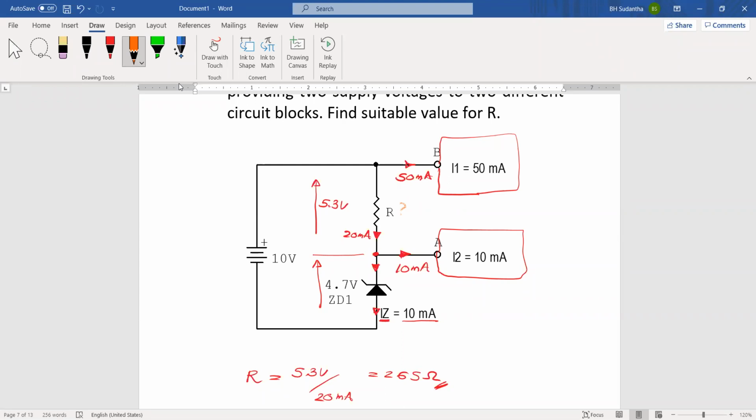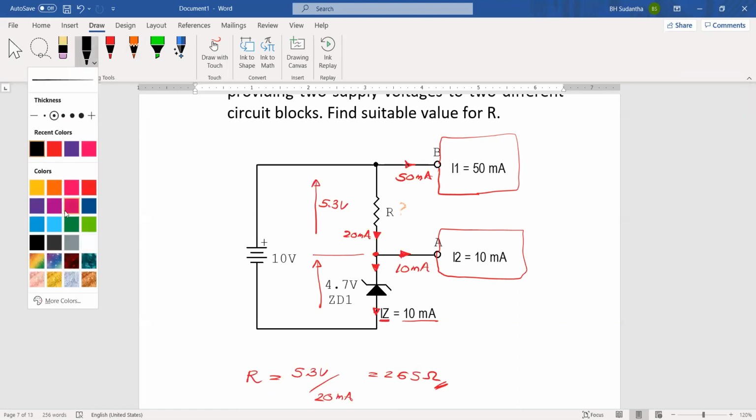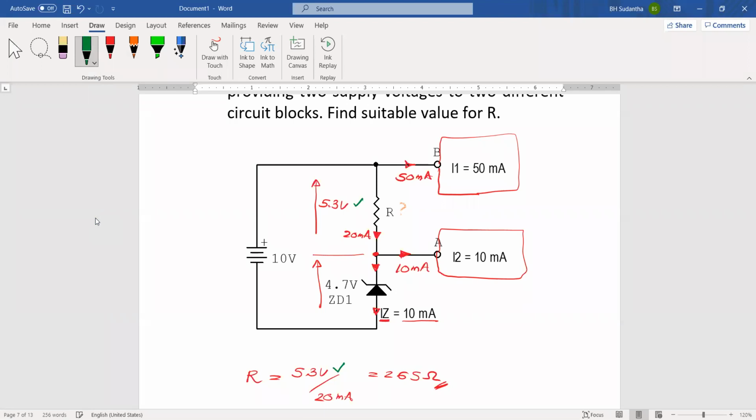Then when you consider current, this is the outgoing current from this node, and this is the other outgoing current away from the node. And total incoming current to this node is 20 milliampere. Then of this 20 milliampere, the 10 milliampere element should be equal to this one. Then the current going through the resistor is 20 milliampere. Then we know the voltage. Okay. We know the voltage, it's 5.3 volts. And we know the current is 20 milliampere.